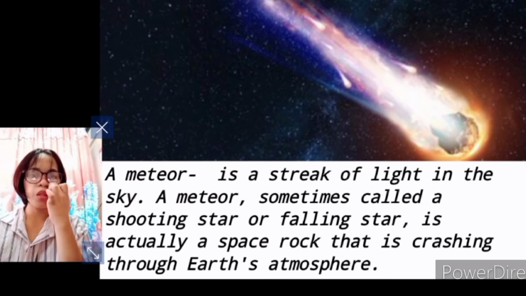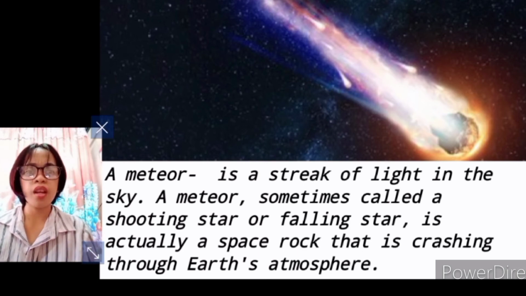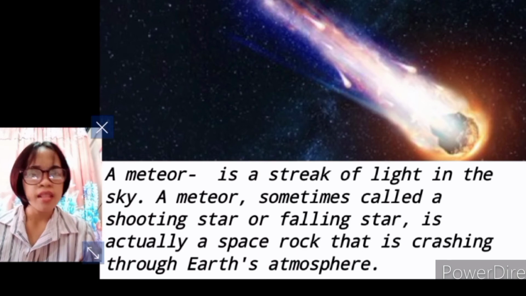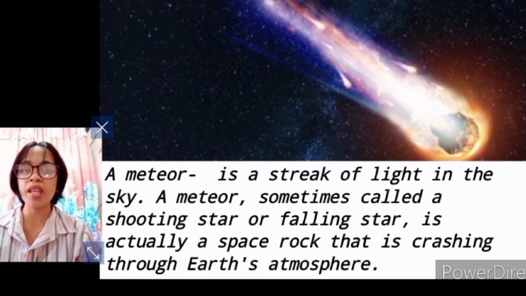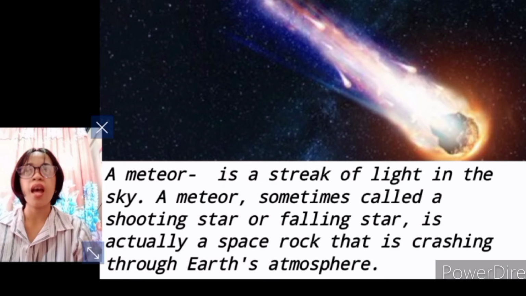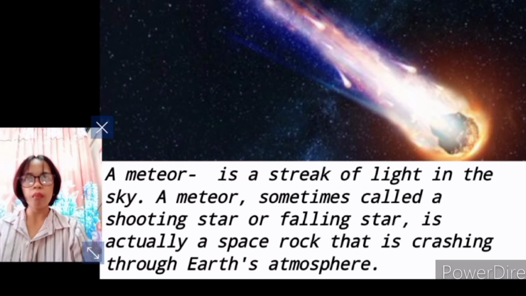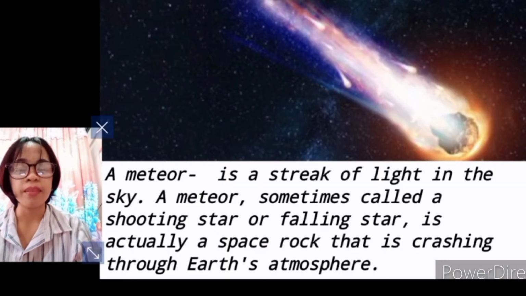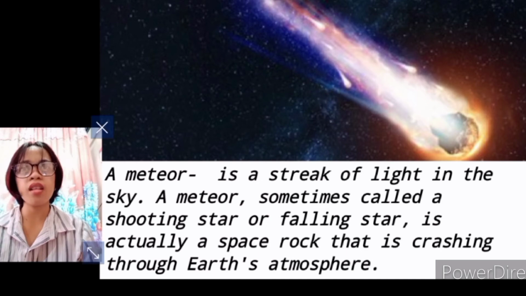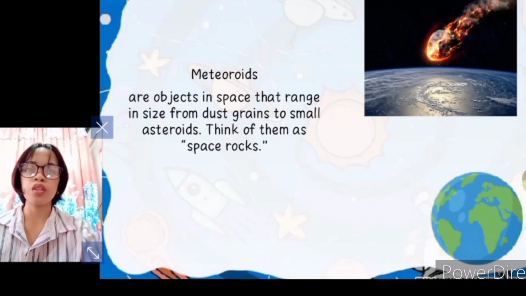Next, a meteor. A meteor is a streak of light in the sky. A meteor, sometimes called a shooting star or falling star, is actually a space rock that is crashing through Earth's atmosphere. So, why do meteors glow brightly? It is because the heat causes gases around the meteoroids to glow brightly, and a meteor appears.